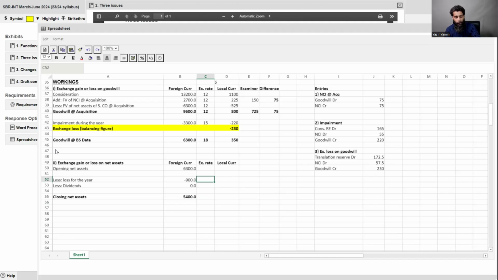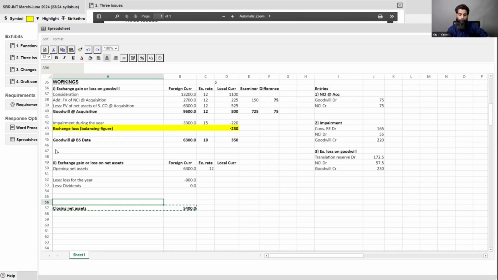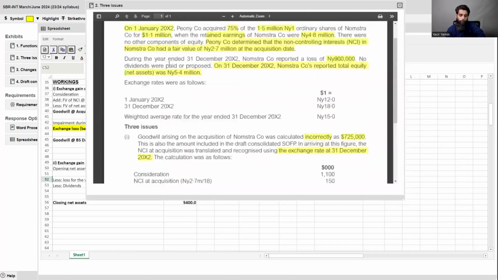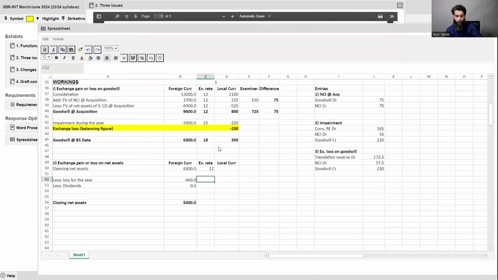Now, the opening net assets should be translated according to the opening date exchange rate. What should be the exchange rate that should have been used to translate the loss for the year? That should have been the average rate, right? If you go into the question, the average rate was 15. Make sense? And the closing net assets should be valued on the closing date exchange rate, which is 80.